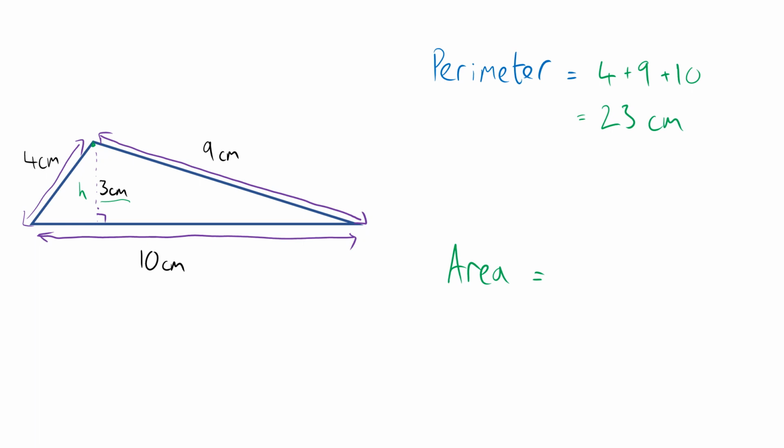And again, when I'm finding the area, I'm going to use my formula for the area for a triangle, base times height, and then halved. So in this case, base times height, we need to use the perpendicular height. So it's going to be 10 multiplied by 3, because 3 is the perpendicular height, and we're going to halve that answer. So 10 multiplied by 3 is going to give me 30. 30 divided by 2 is going to give me 15. So I'm going to get 15, and units for this are going to be centimeters squared.